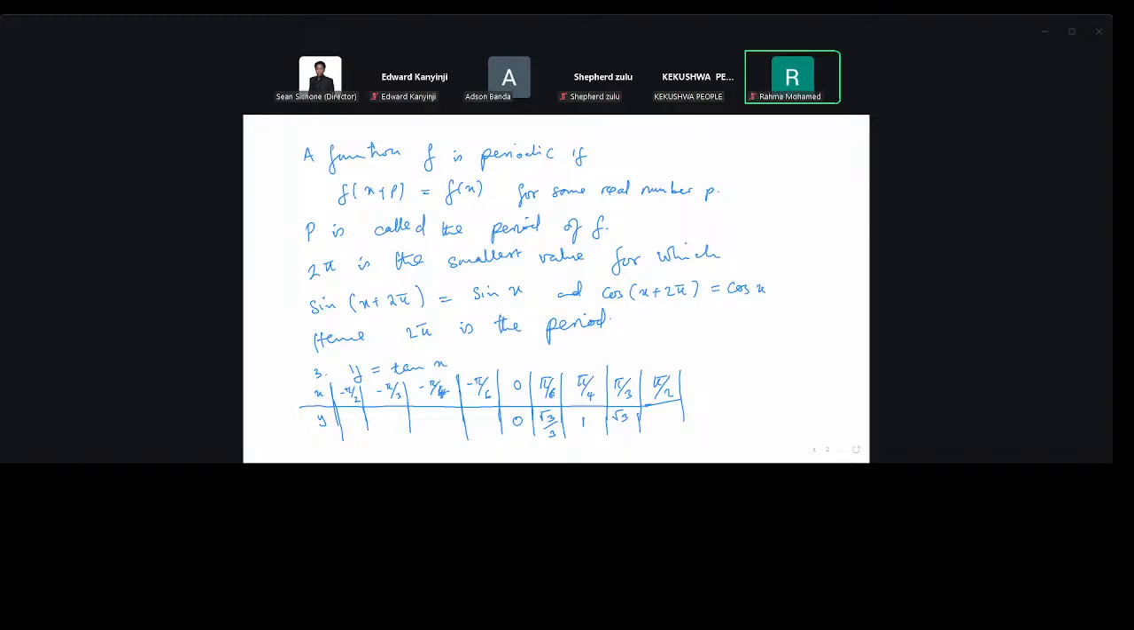Yes, someone wanted to say something? Is it not 0, sir? It's undefined, sir. The tangent of pi by 2 is undefined. The tangent of 90 degrees is undefined, sir. Right. So this gives you 1 over 0, which is undefined.